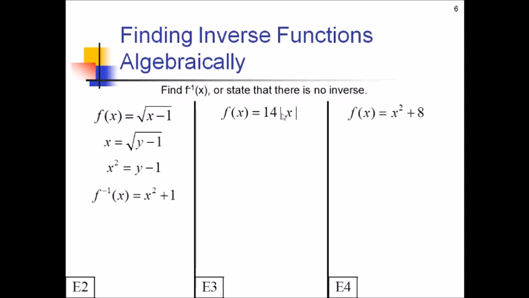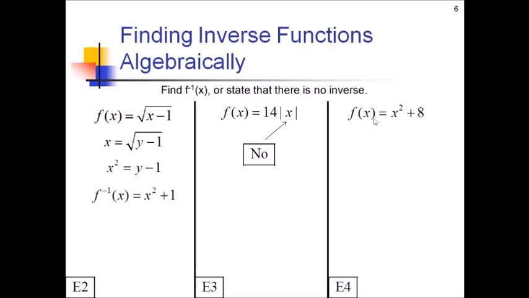For this one, we have absolute value. Now, absolute value, remember, that's a V shape. That's going to fail the horizontal line test. So this one does not have an inverse. I mean, if you plug in negative and positive 1, you're going to get the same answer, so you wouldn't be able to backtrace that to figure out what you plugged in.